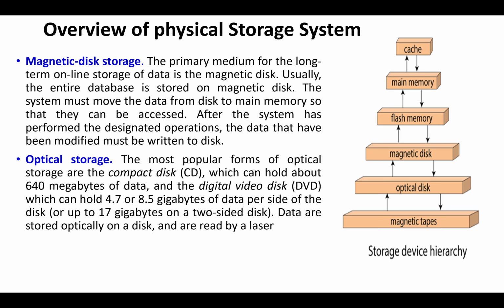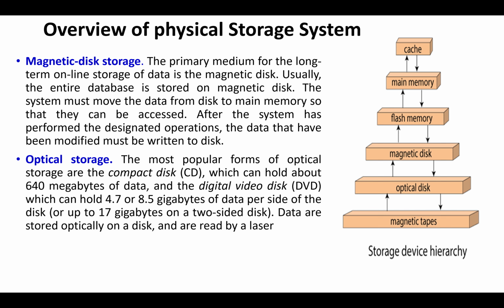Next is the magnetic disk storage. The primary medium for the long-term online storage of data is the magnetic disk. Usually the entire database is stored on magnetic disk. The system must move the data from disk to main memory so that they can be accessed. After the system has performed the designated operations, the data that have been modified must be written to disk.